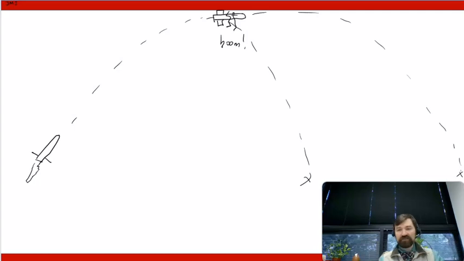The answer is that there is a thing called the center of mass for the system. So I'll just label this center of mass. Up here, there's a thing called the center of mass for the system.